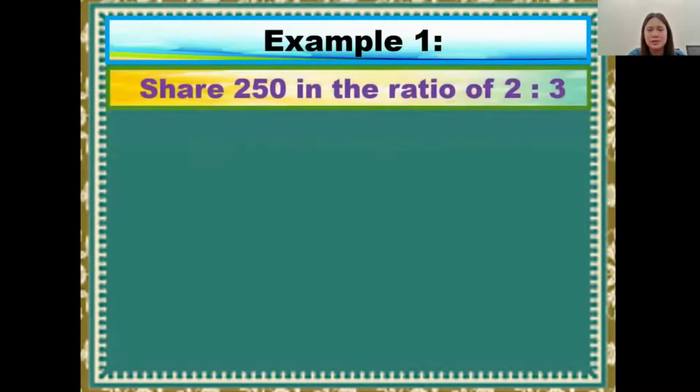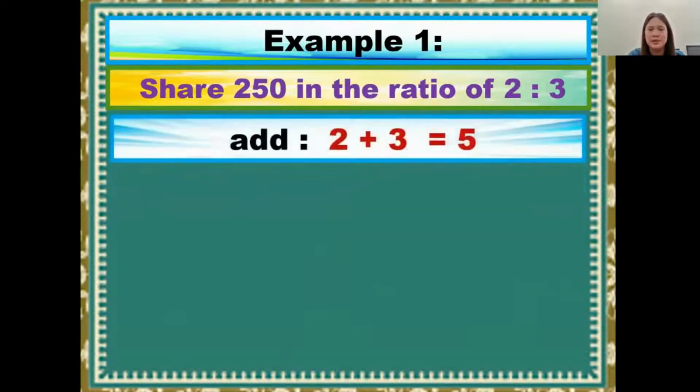So you are asked to share 250 in the ratio of 2 to 3. Step number 1, Year 8, we add the numbers in the ratio. So what are the numbers in the ratio? 2 and 3. So adding them will give you a total of 5. That means the total parts is 5.